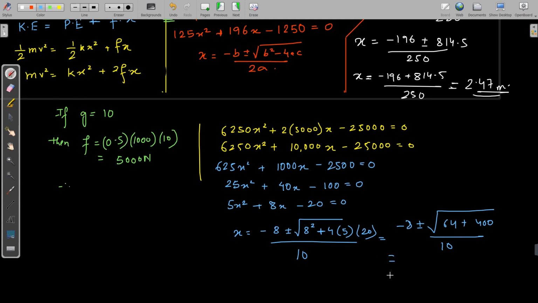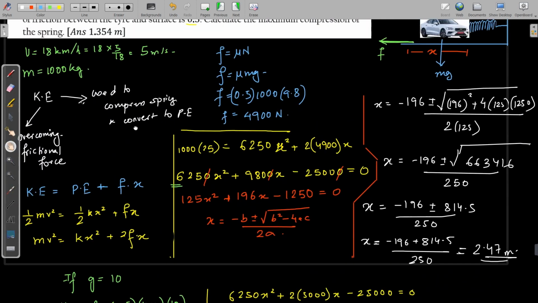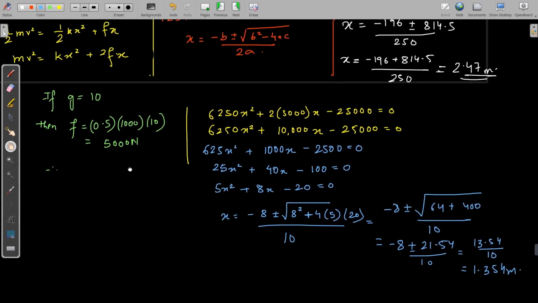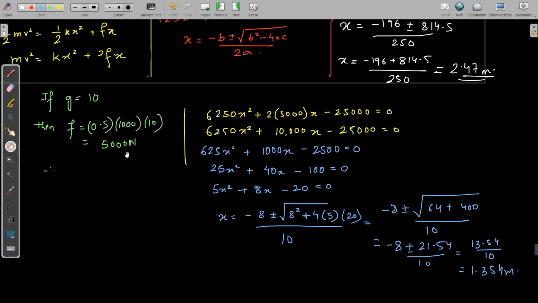We are getting minus 8 plus minus 21.54 by 10. We are not going to take the minus, so 21.54 minus 8, we are getting, yes. Is it clear? Please don't get scared. Here the value of g, if I just change it to 9.8 or 10, it is becoming a huge difference. Okay, please check this part.